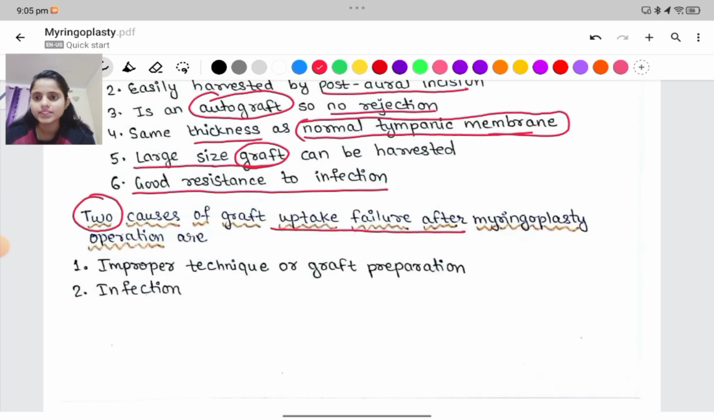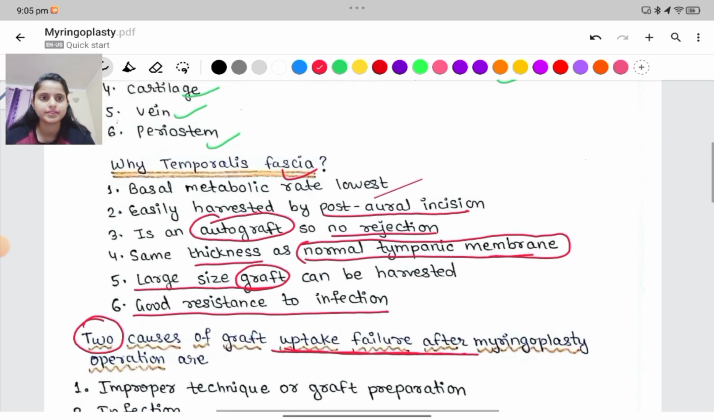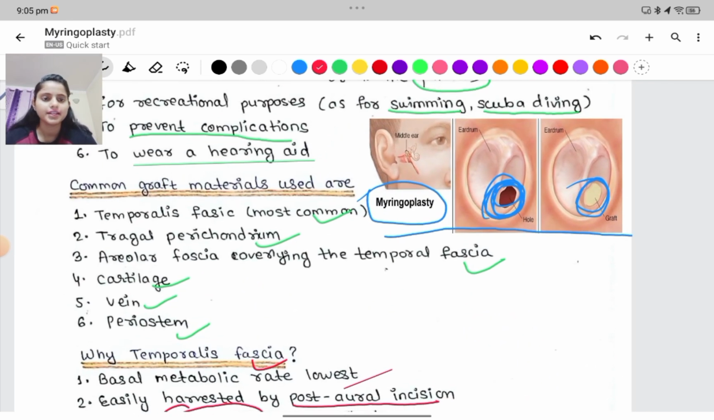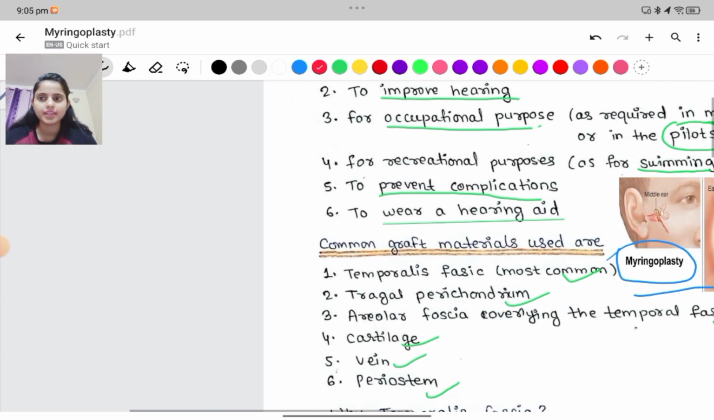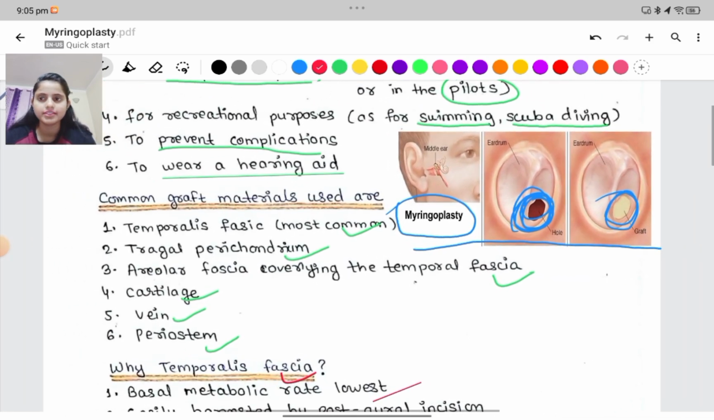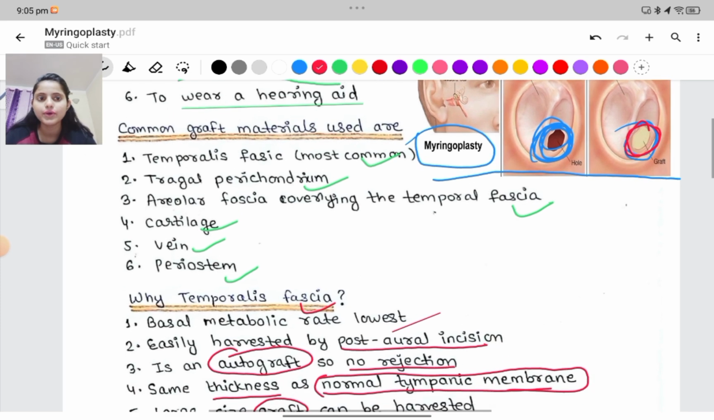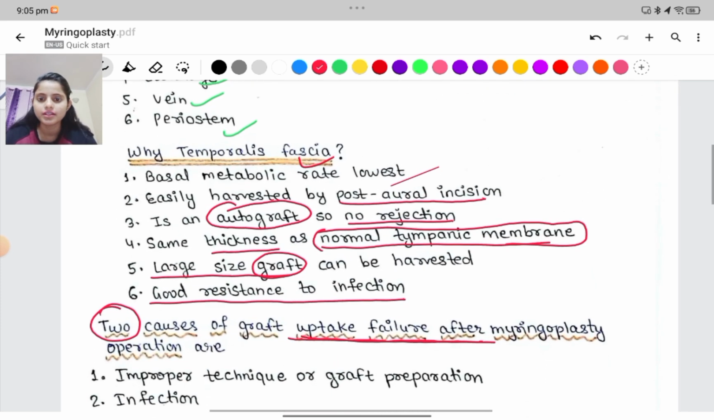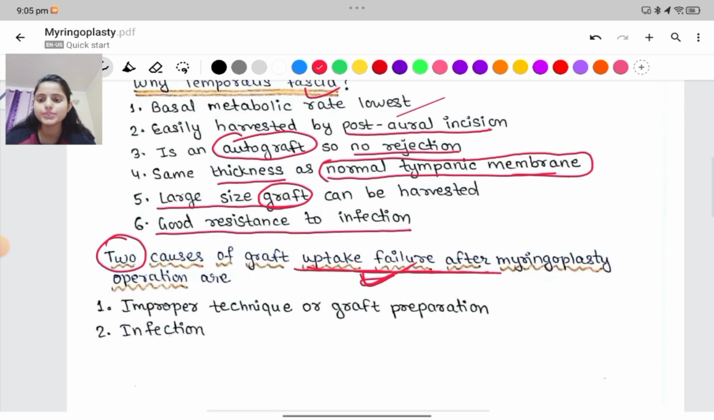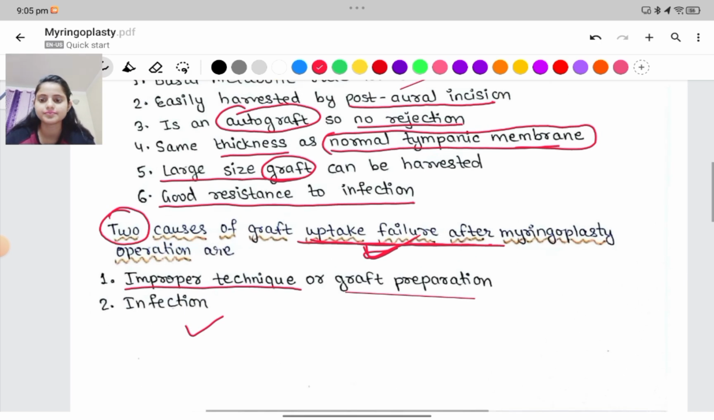Two causes of graft uptake failure after myringoplasty operation. Here we can see the graft being inserted in myringoplasty. The causes for graft uptake failure are if we use an improper technique or improper graft preparation, and if there is infection.